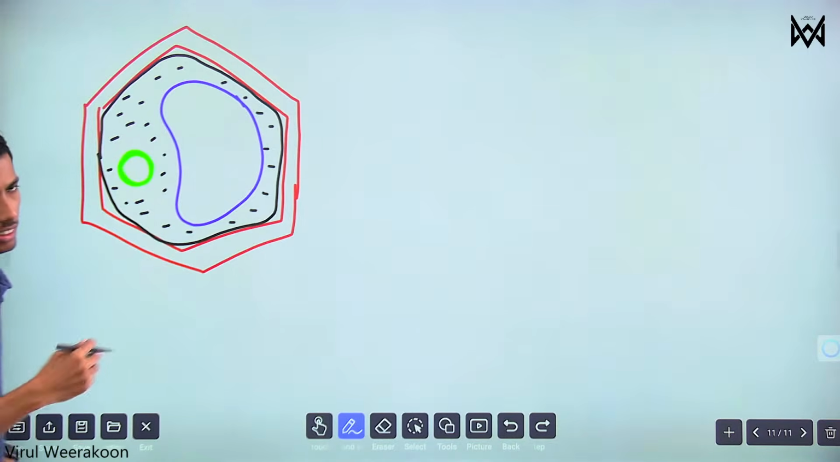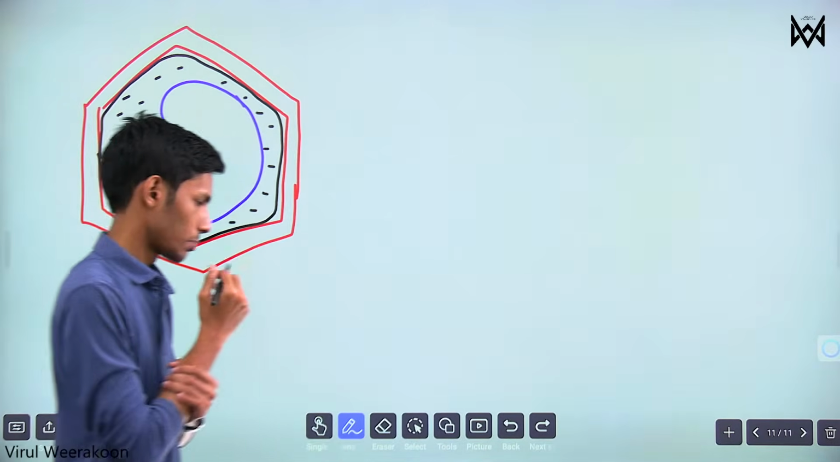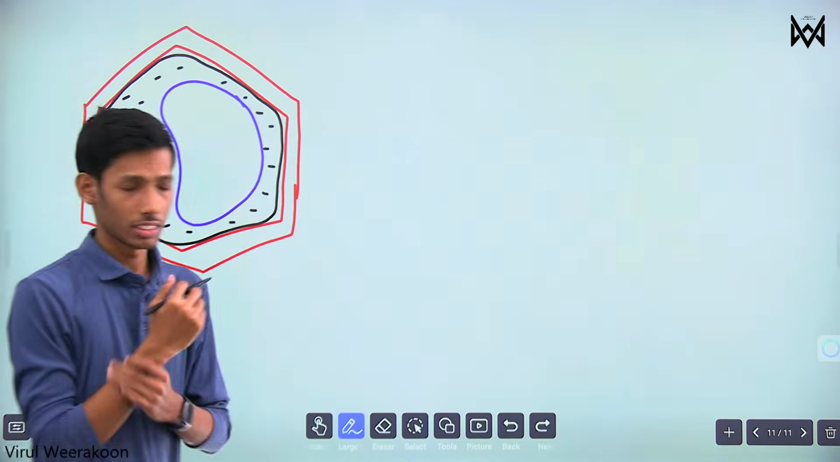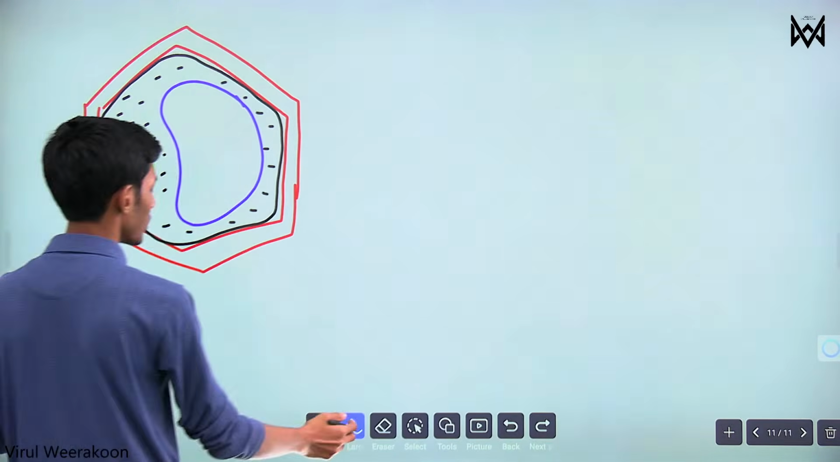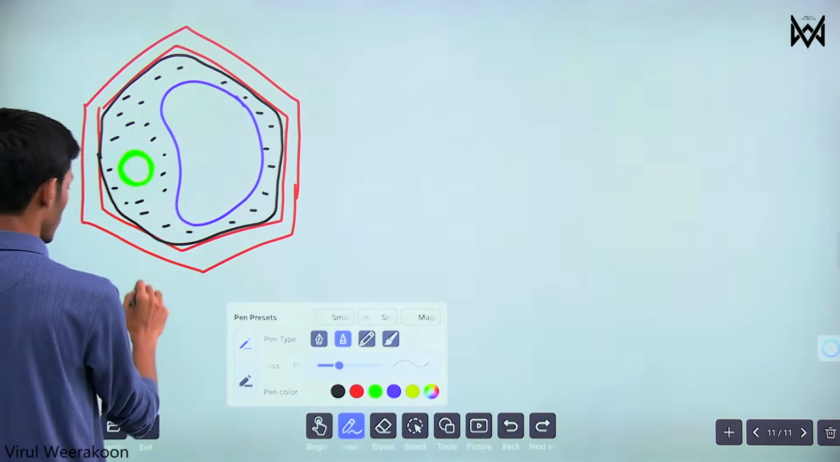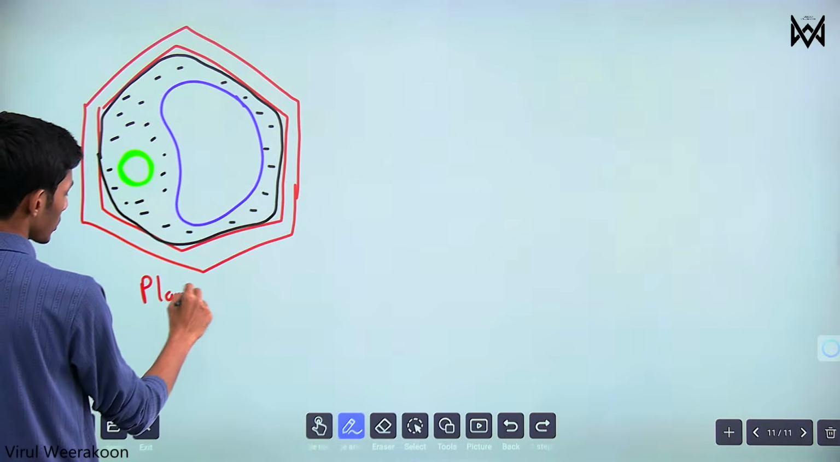It is a kind of semi-solid jelly-like structure. We have discussed that. Then this is called the plant cell.